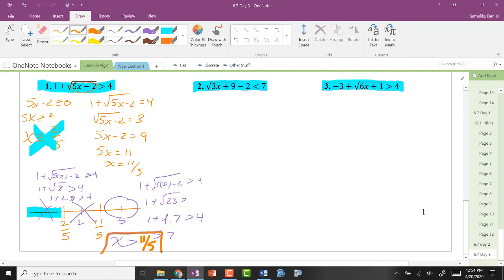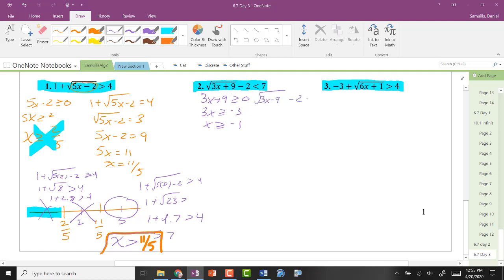X is greater than 11/5. All right, number 2 here. The radicand, 3x plus 9, has to be greater than or equal to 0. So 3x has to be greater than or equal to -9, so x has to be greater than or equal to -3. Solve it now.